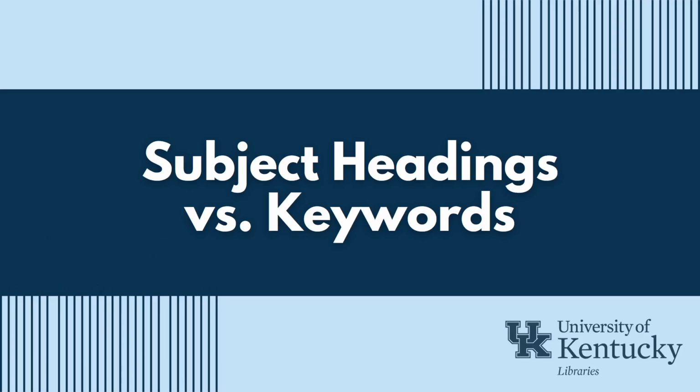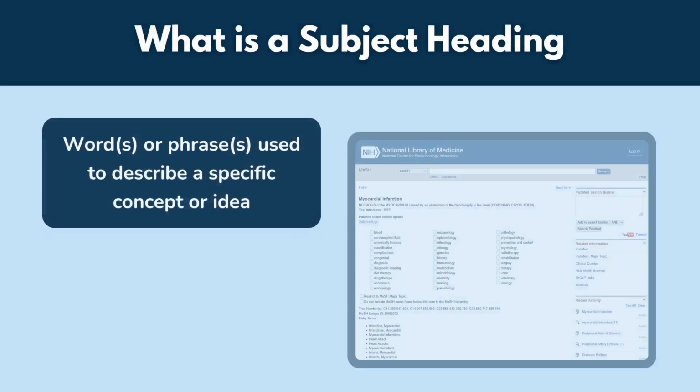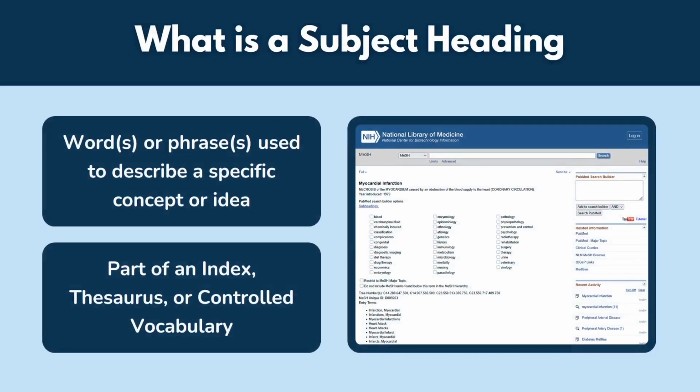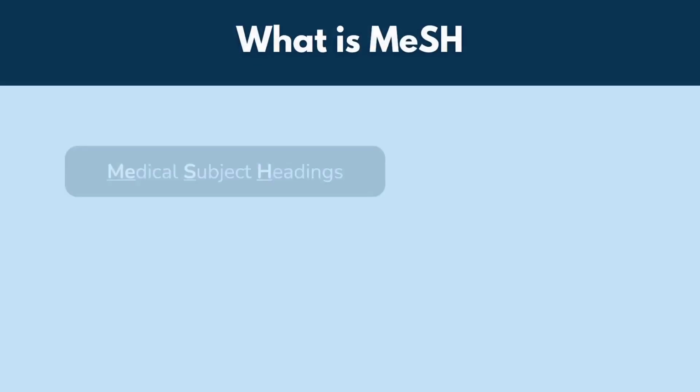Subject headings versus keywords. When developing a search, it is important to use subject headings and keywords. A subject heading is a word or phrase used to describe a specific concept or idea. Subject headings are part of an index, thesaurus, or controlled vocabulary.